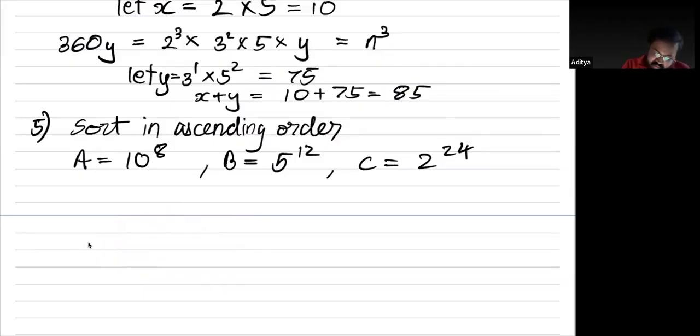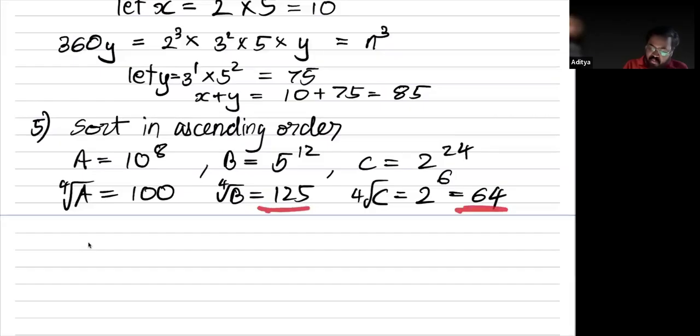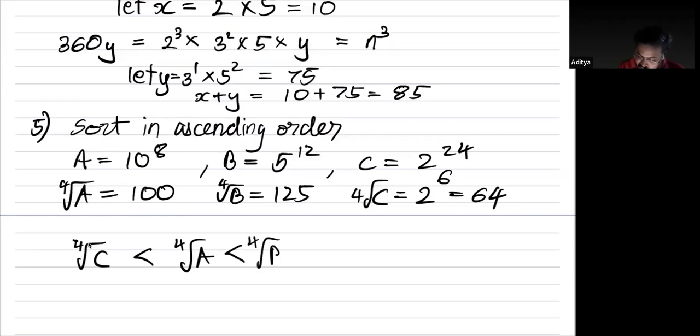We can take the fourth root of A and fourth root of B and fourth root of C. This will equal 100. Fourth root of B will equal 125. And fourth root of C will equal 2 to the power 6, and this is 64. All manageable numbers. Now you know the proper ordering of all of these. So since fourth root of C is less than fourth root of A is less than fourth root of B, we can conclude that C is less than A is less than B. Okay, and this is the proper ordering.